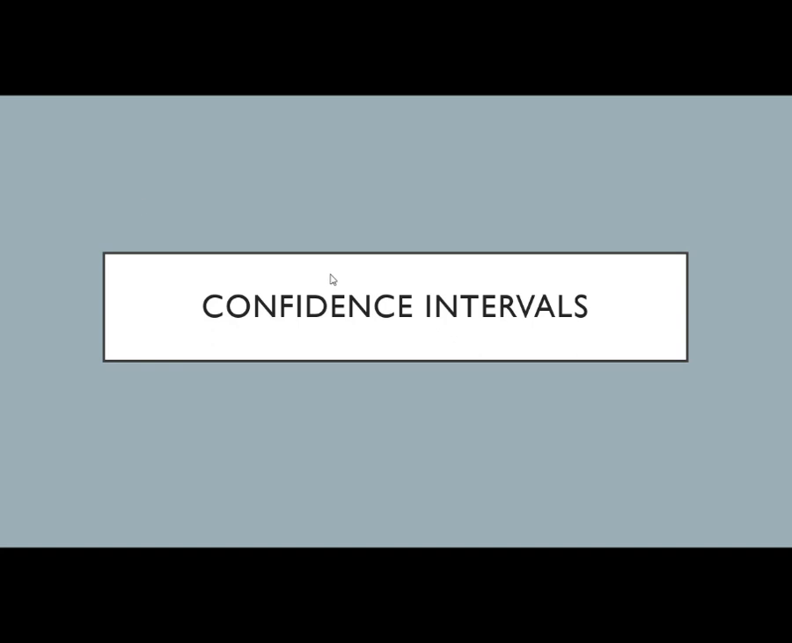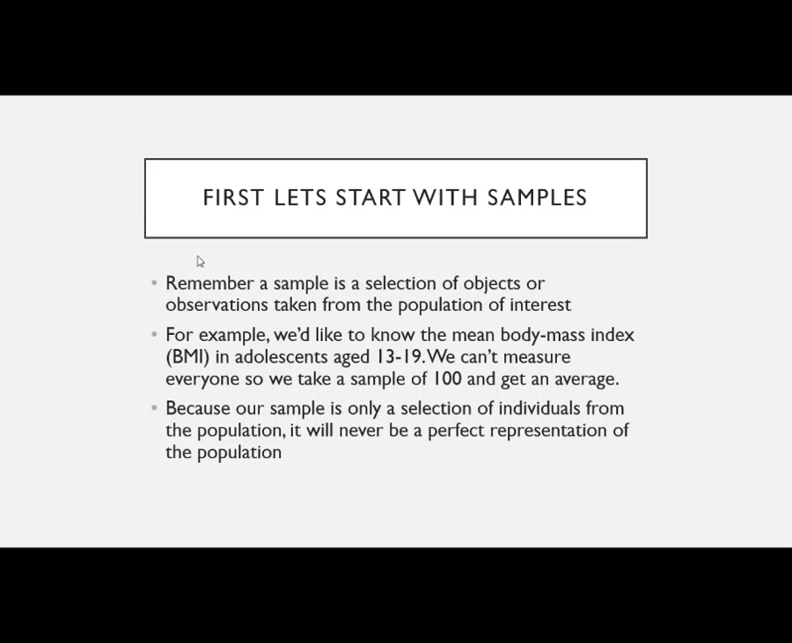Okay, so we're going to talk about confidence intervals, bootstrapping, types 1 and 2 errors, and power. So we're going to start with samples. Remember, a sample is a selection of objects or observations taken from the population of interest. For example, say we'd like to know the mean body mass index in adolescents aged 13 to 19. We can't measure everyone, so we take a sample of 100 and we get an average.